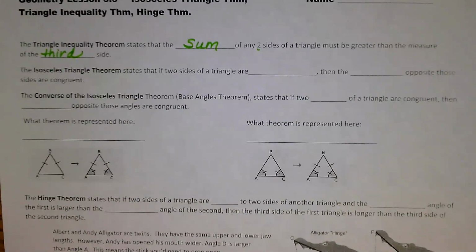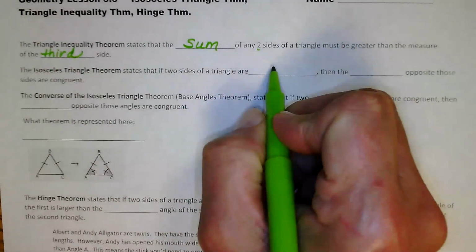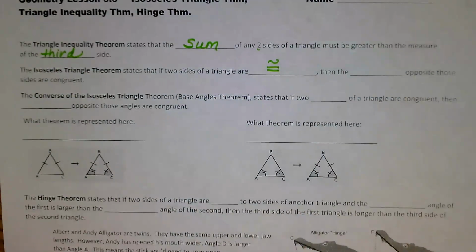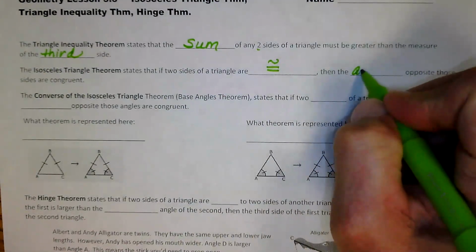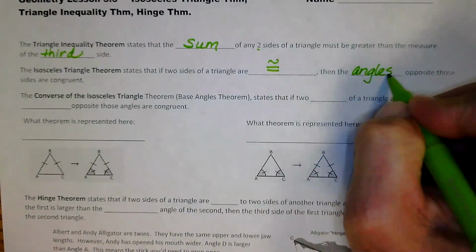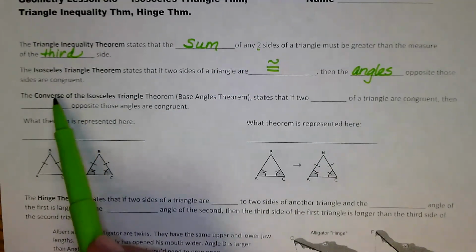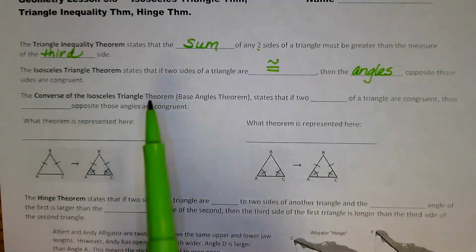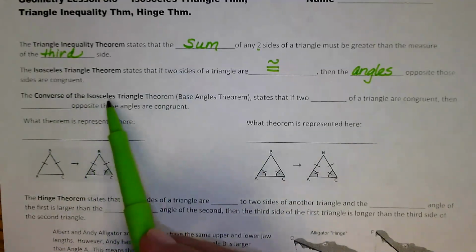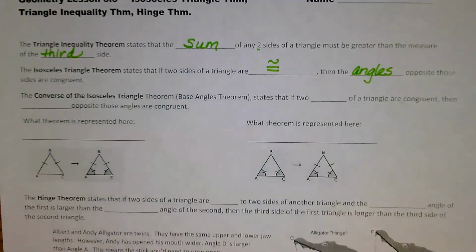The isosceles triangle theorem states that if two sides of a triangle are congruent, that's what we know about isosceles triangles, then the angles opposite those sides are congruent. The base angles. Now the converse, remember, is to reverse it, flip it around. The converse of the isosceles triangle theorem is often called the base angles theorem.